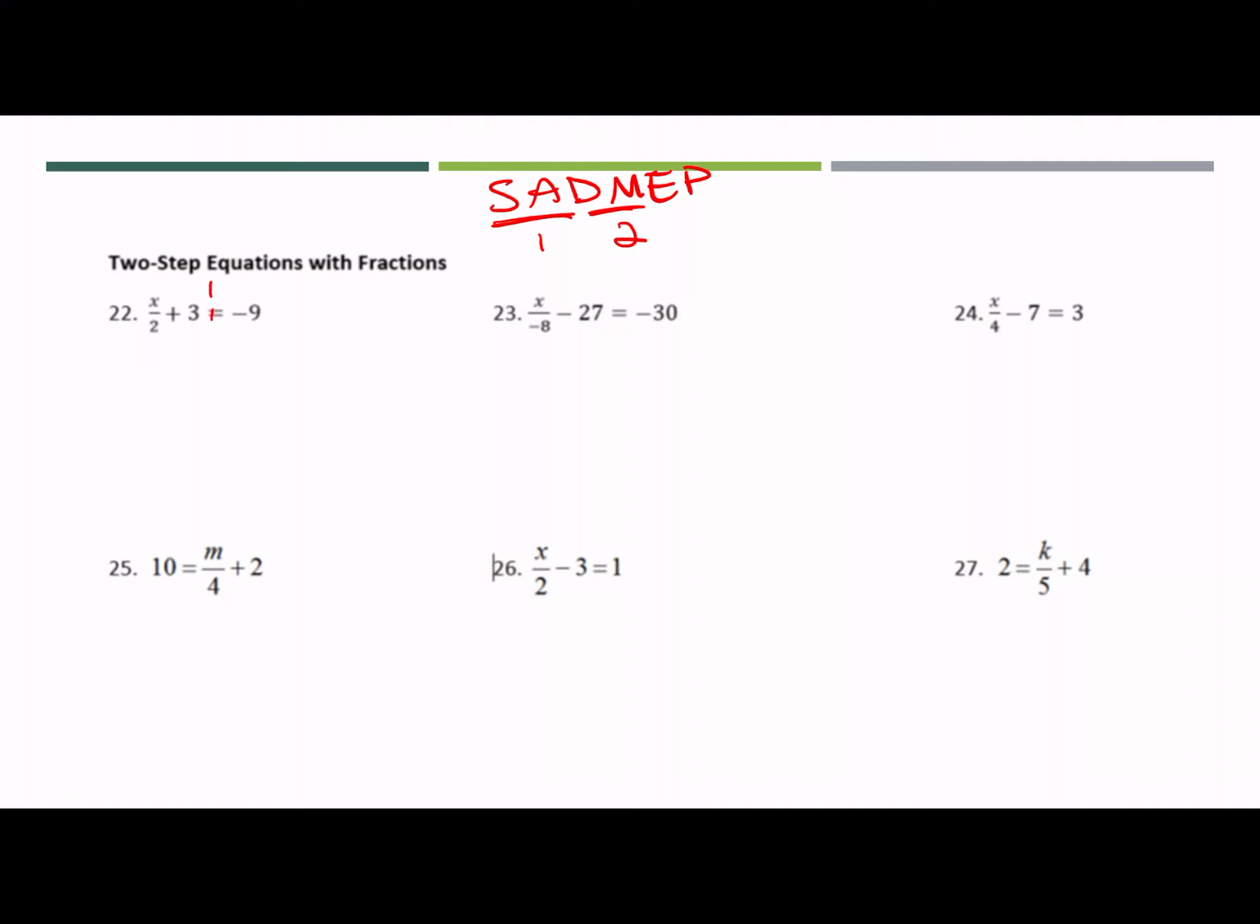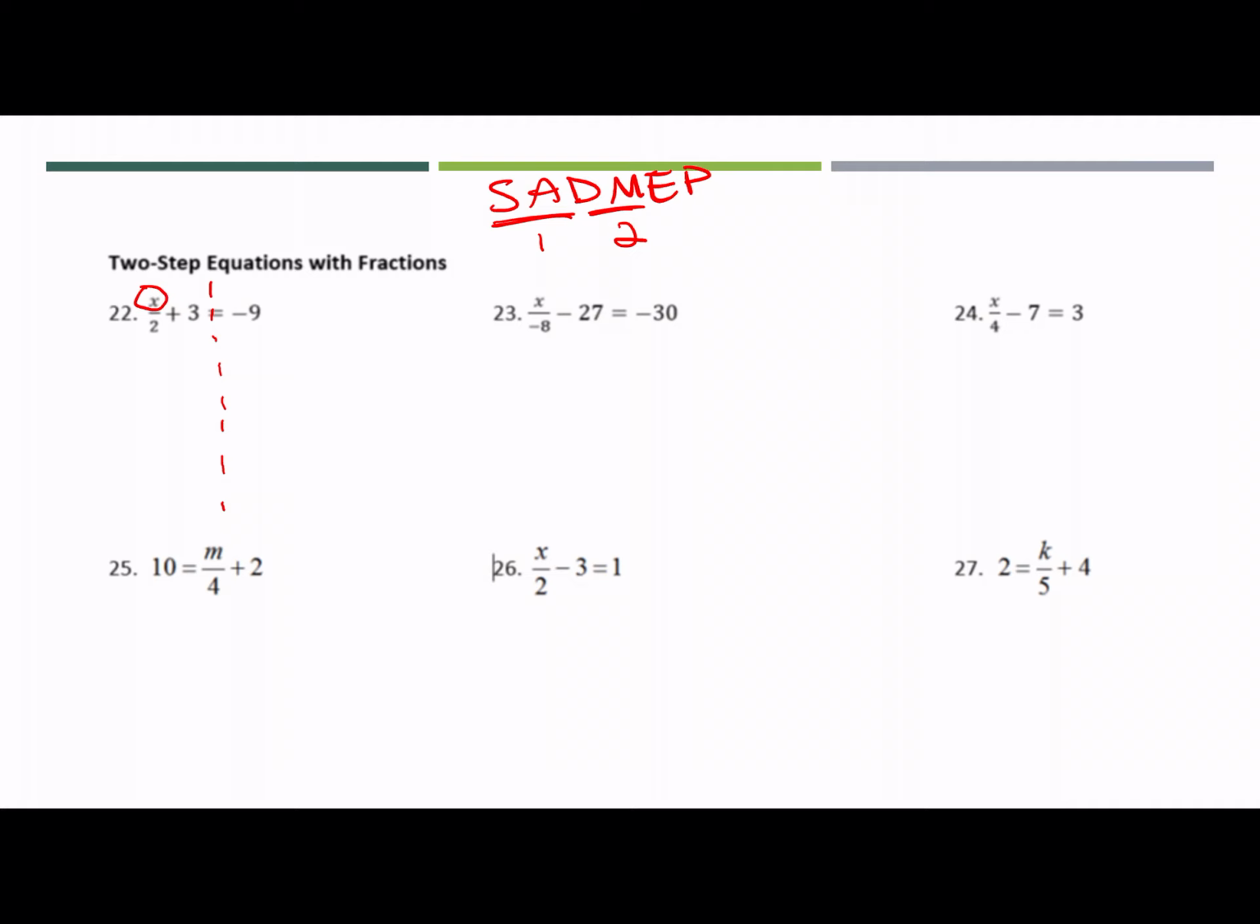So let's start with 22. Draw your line down the middle at the equal sign. Here's the x, or the variable that we want to get by itself. So if I look at this, again, a fraction is just a fancy way of doing division. So this means x divided by 2, and then I'm adding 3.